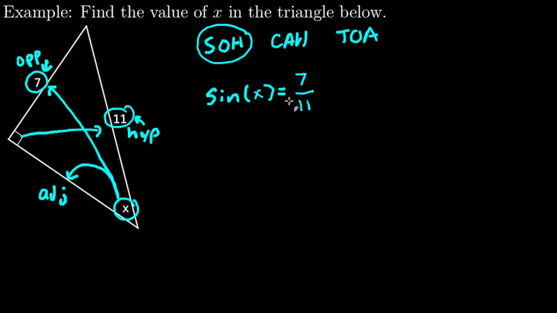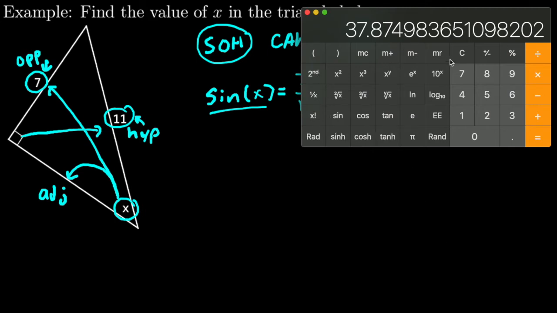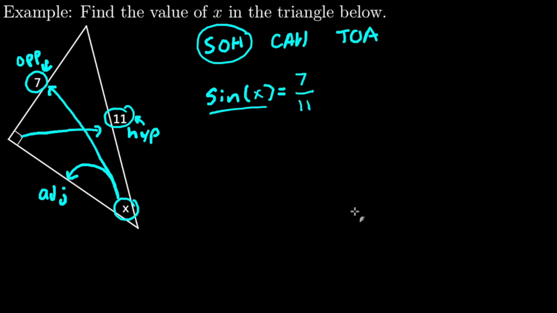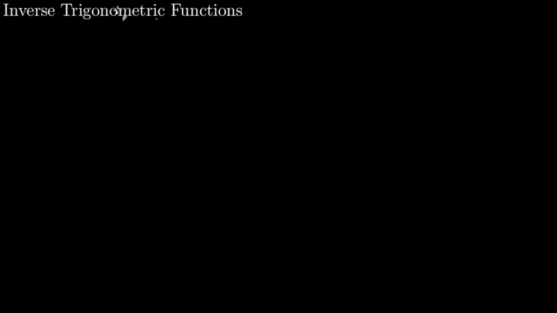But here's where things start messing up. Last week, I was able to then type this into my calculator. But I can't type sine of x into the calculator. I don't have a way to do that. You might be able to type sine of x into your calculator, but it won't do what you want it to do. So I need to do this in a different way. We will address that by using inverse trigonometric functions.